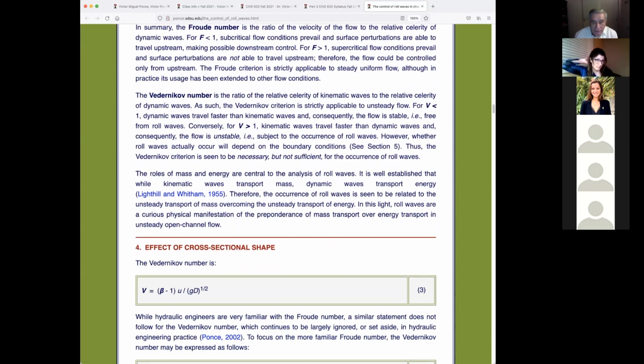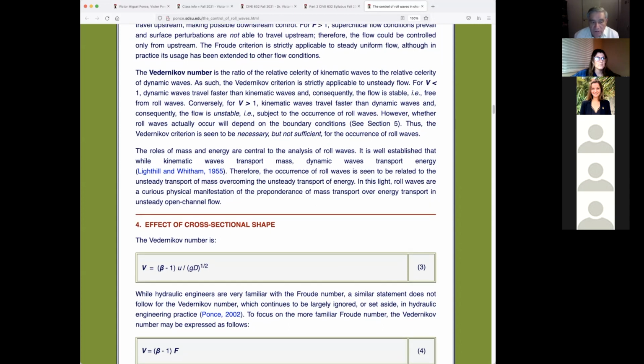Okay. The roles of mass and energy are central to the analysis. It is well established that while kinematic waves transport mass, dynamic waves transport energy. Therefore, the occurrence of roll waves is seen to be related to the unsteady transfer of mass overcoming the unsteady transfer of energy. In this light, roll waves are a curious physical manifestation of the preponderance of mass transport over energy transport in unsteady open channel flow.